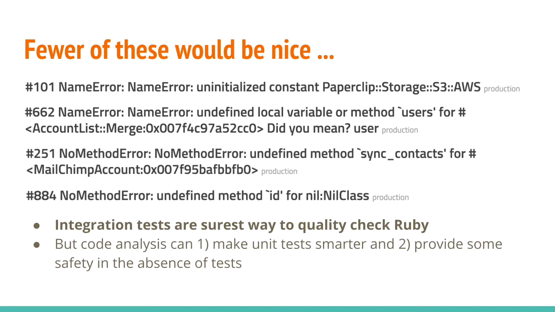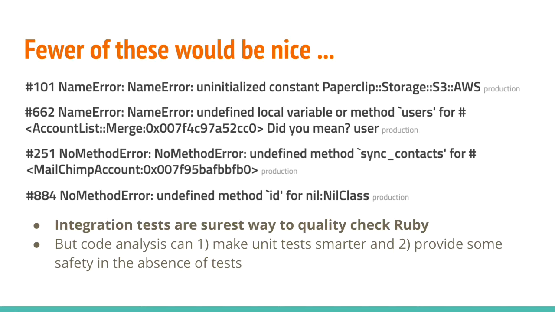But it happens. And so really integration tests are the surest way to quality check your Ruby code because you're running it in as realistic an environment as possible. You're basically saying, all right, let's actually run this code and see what happens. And that's what an integration test is doing automatically for you. But integration tests have a cost to write. That's extra time. It also has a cost to run. Sometimes they can be slow, they can be brittle.